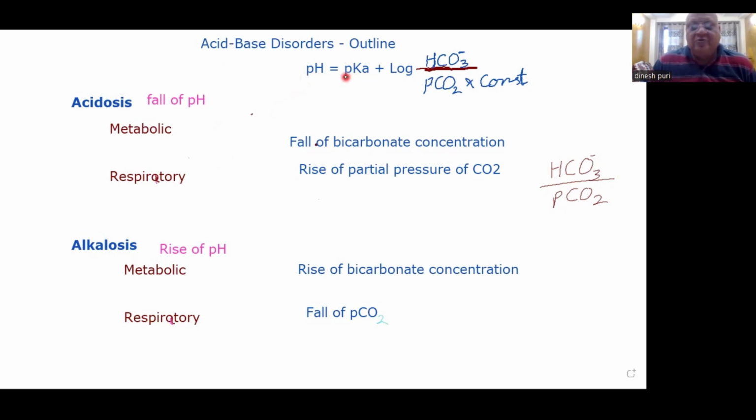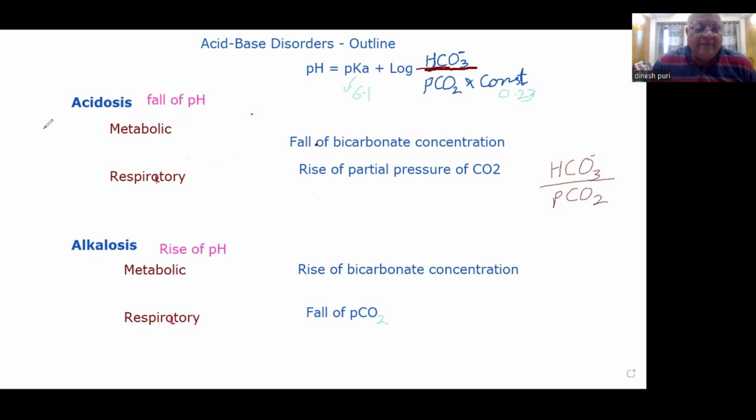pH is equal to pKa plus log of the ratio of bicarbonate concentration and partial pressure of carbon dioxide multiplied by a constant. I think it is 0.23. Now this pKa, it is an immutable constant. For bicarbonate buffer, its value is 6.1. And this, as we said, 0.23 is this constant.